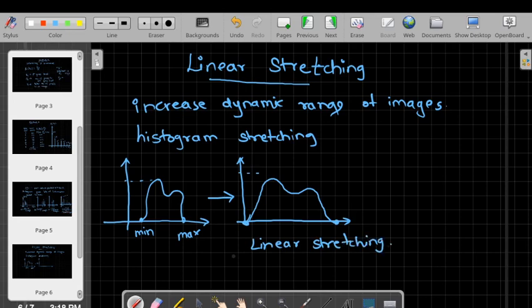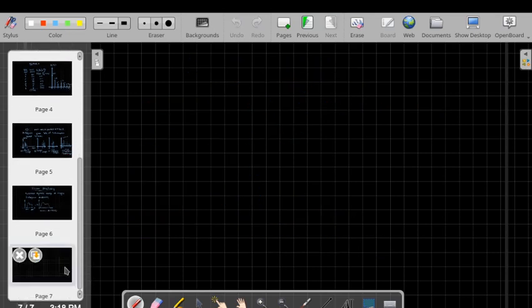or histogram stretching. So how we can perform this histogram stretching, that we're going to study. First of all, we have to identify one transformation so that we can convert the original histogram into the stretched histogram. For that, we'll consider the graph like this.